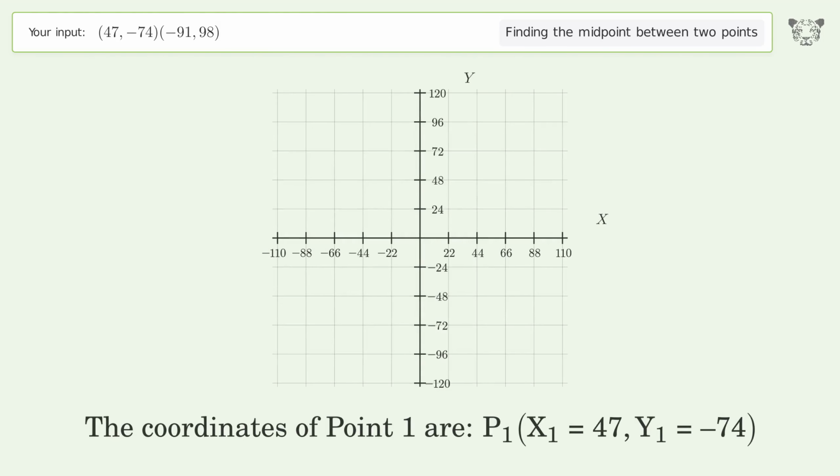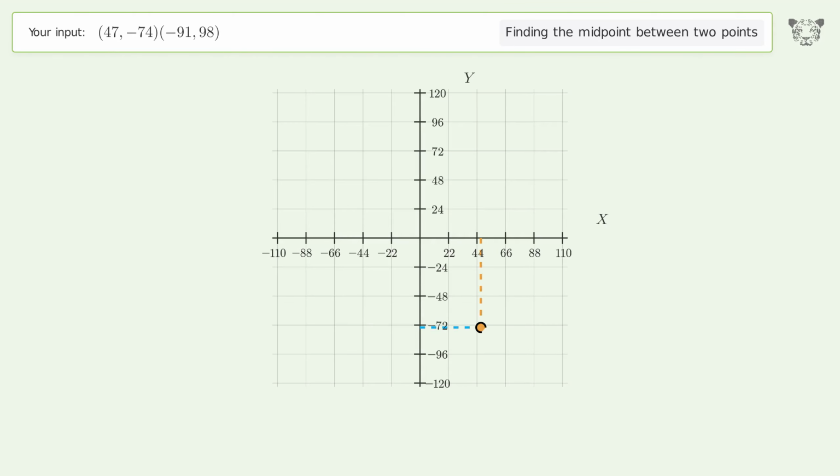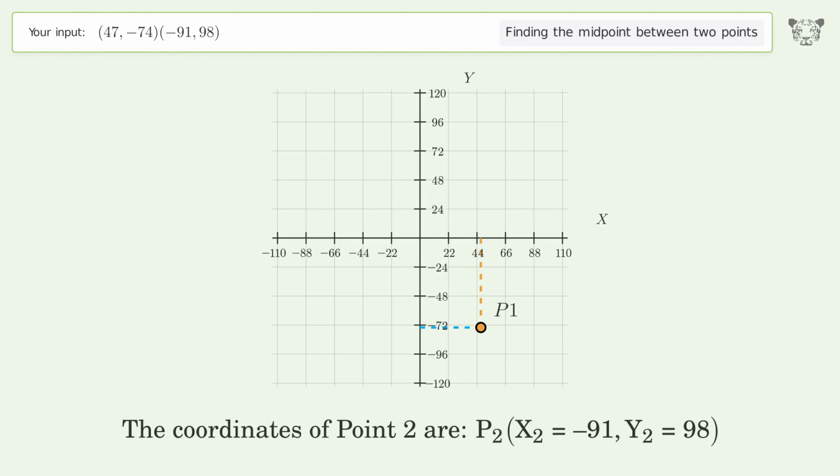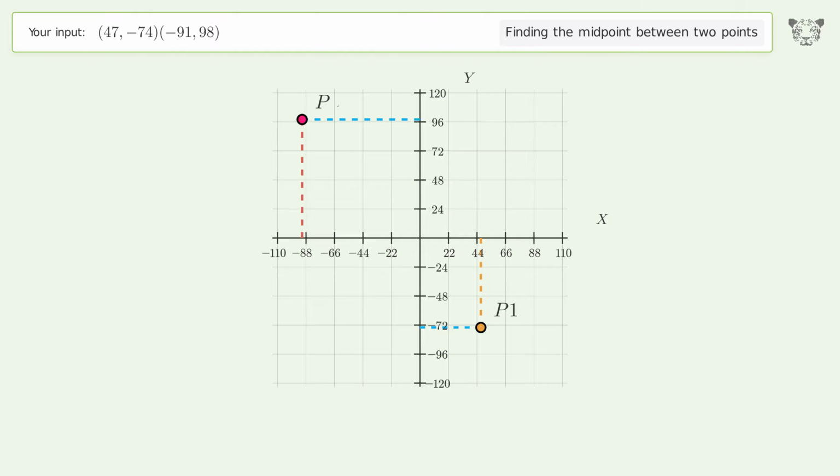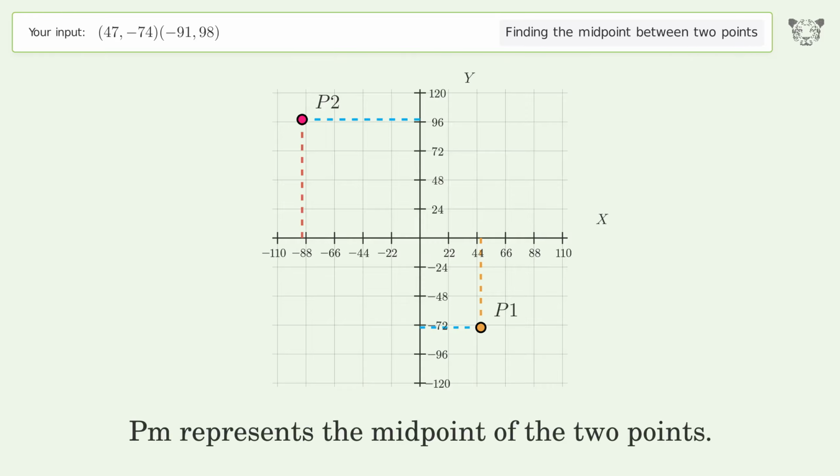The coordinates of point 1 are, x1 equals 47, y1 equals negative 74. The coordinates of point 2 are, x2 equals negative 91, y2 equals 98. PM represents the midpoint of the 2 points.